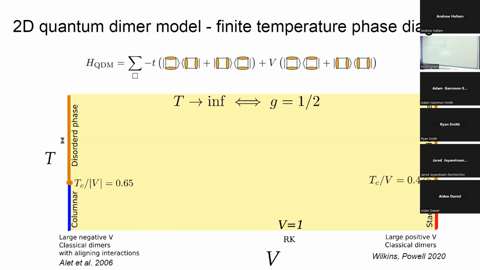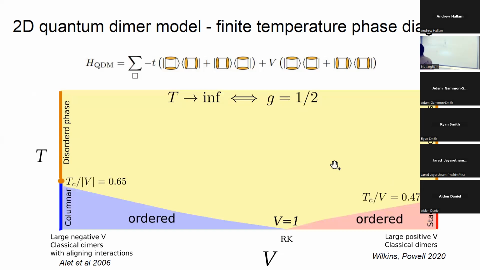In the other limit, when V is large but positive, again, the kinetic energy term is inconsequential, and I have a classical Hamiltonian for the dimer model. In the classical dimer configuration, it is known that at high temperature, there is a disordered Coulomb gas, and at low temperature, there is a staggered phase.